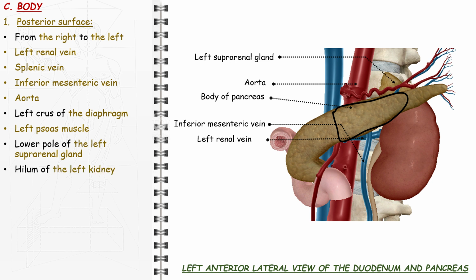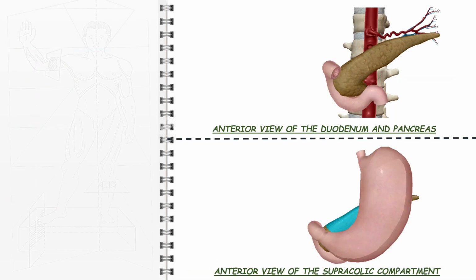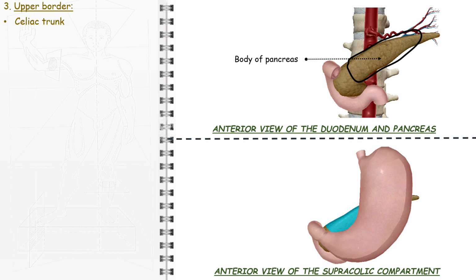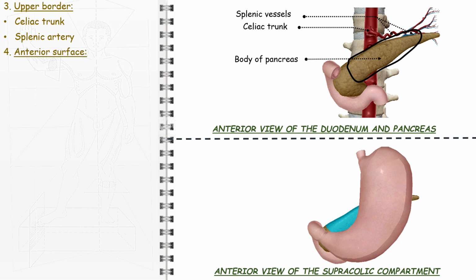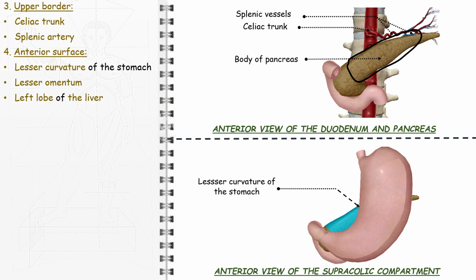The lower border of the body of the pancreas overlays the origin of the superior mesenteric artery. The upper border hides slightly at the bottom the celiac trunk and is bordered by the splenic artery. The anterior surface of the body of pancreas is the closest portion of the pancreas to the peritoneal cavity. Thus, it is in contact with the lesser curvature of the stomach, the lesser omentum, the left lobe of the liver, the root of transverse mesocolon and the lesser sac.